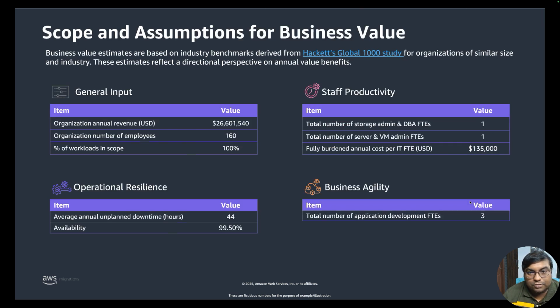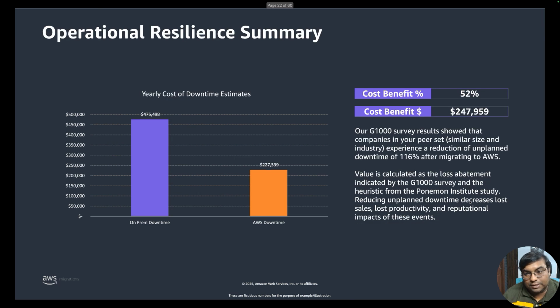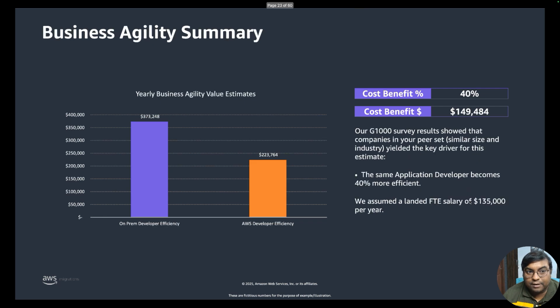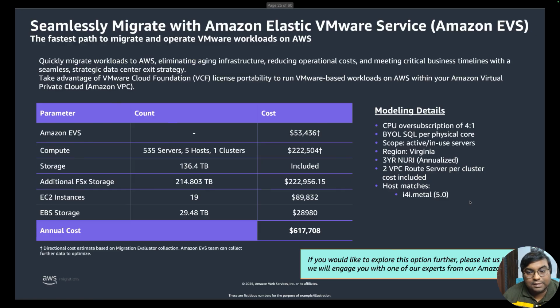So finally, scope and assumptions of the business value. It says, hey, if you have full-time resources, this is how much you will save. With operational resilience, this is what you get in availability. With respect to the revenue, this is how much you're going to save, and it puts all these numbers in context for you. So overall, it says staff productivity summary cost benefit is 56%. Then operational resiliency, it will give you the cost benefit. So business agility, again, cost benefit, and it also has some additional insights.